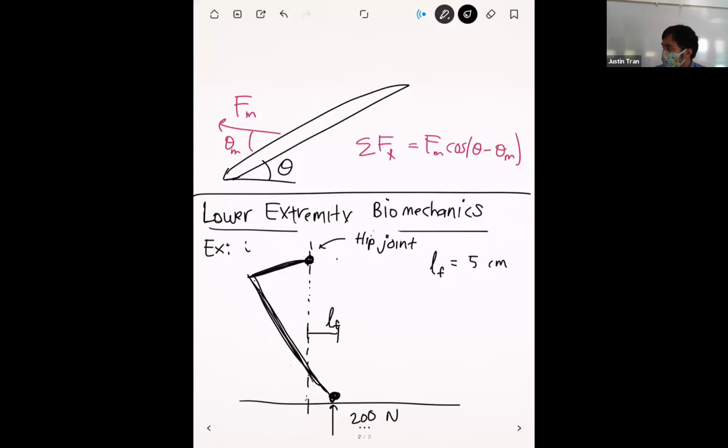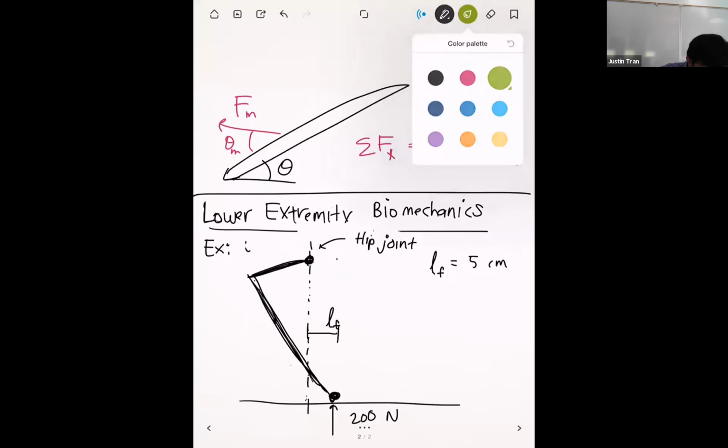That's relatively small because remember our foot is relatively straight up right now. Next thing we're going to account for is the weight of the leg itself. And so we're going to put that right here.